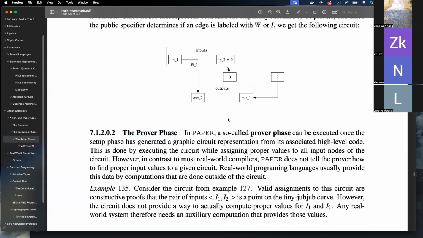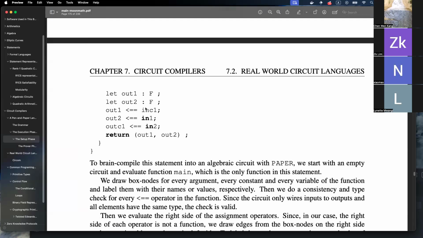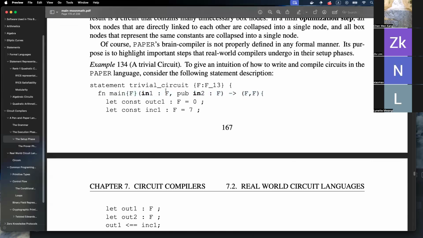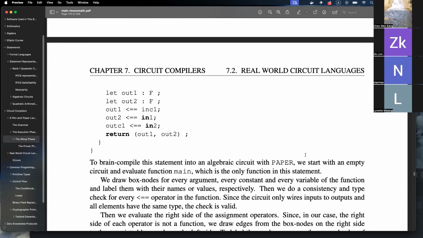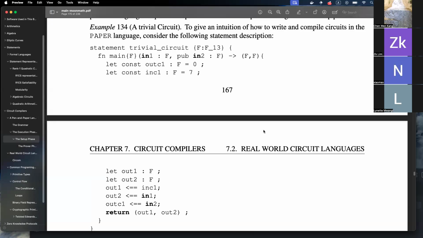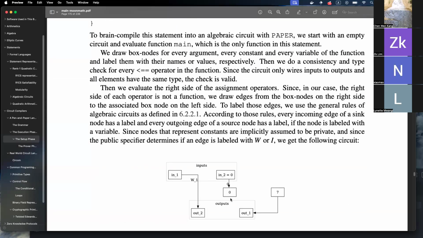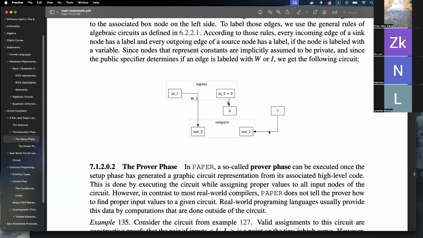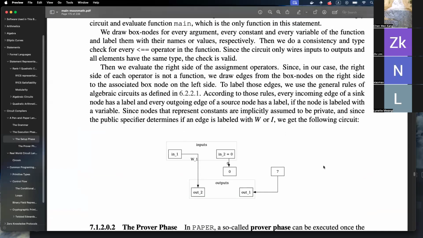That's the prover phase. Here it talks about how, in the so-called prover phase, the executor assigns values to all input nodes. In this case, because this is a pen and paper example, they don't tell you where your input is taken from, so you can't really do the proof phase here. But some computation can be done outside of the circuit and then input into this. You will use that as an input, compute all the witnesses, and then do an execution of this.